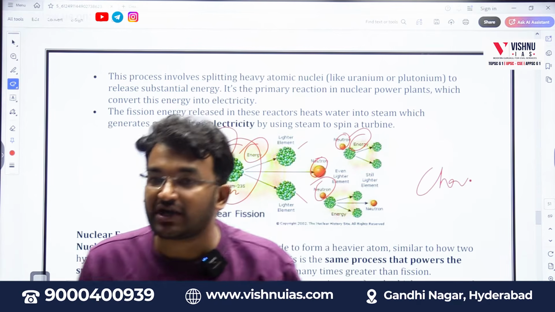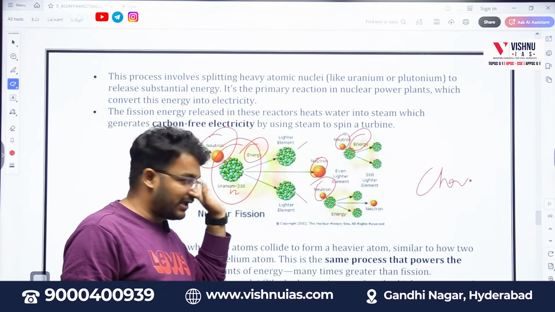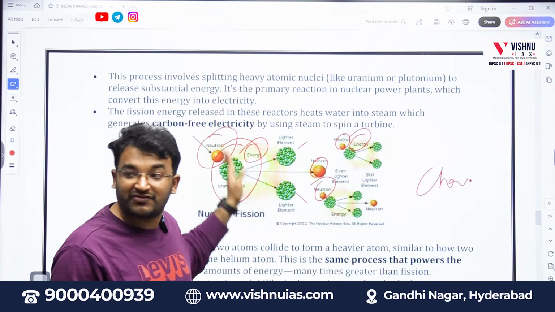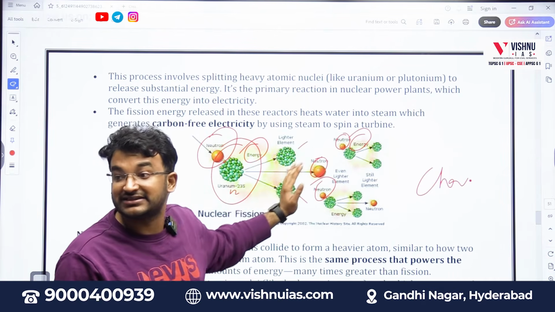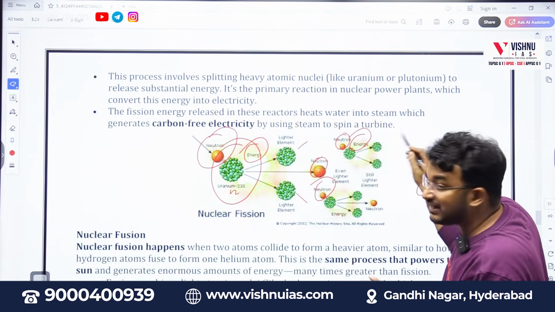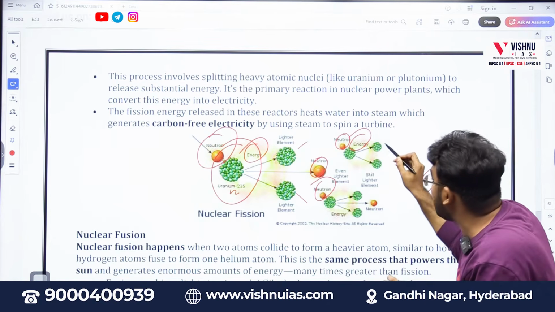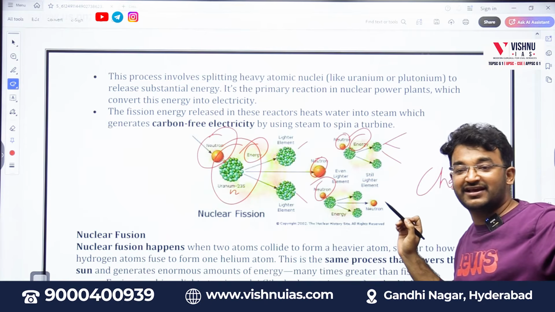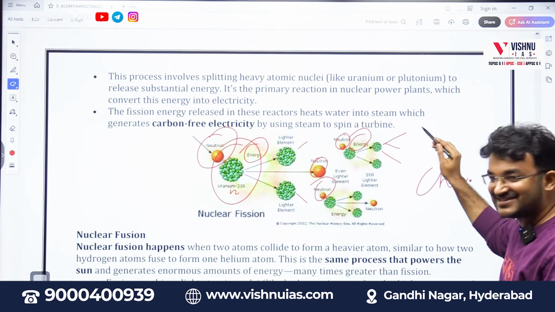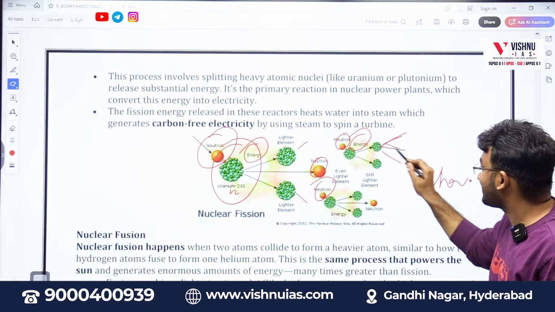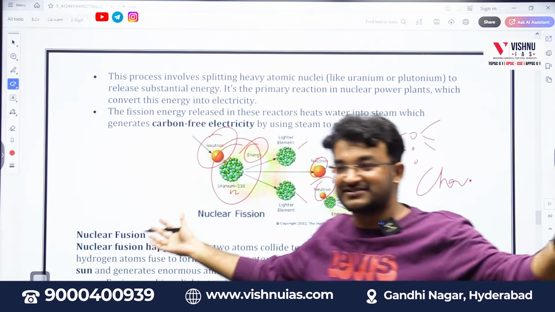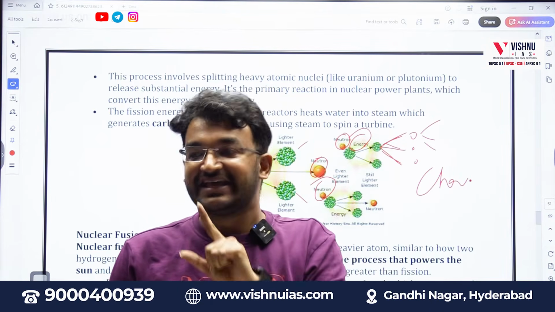We need one neutron. When we hit with this neutron and it divides into two lighter elements, along with the energy we also produce 3 neutrons. Again these 3 neutrons can react with another uranium 235, and again it can break into 2 and energy will be coming. Again 3 neutrons will be coming, hitting, and it becomes one big chain. That's why we are calling it a chain reaction.